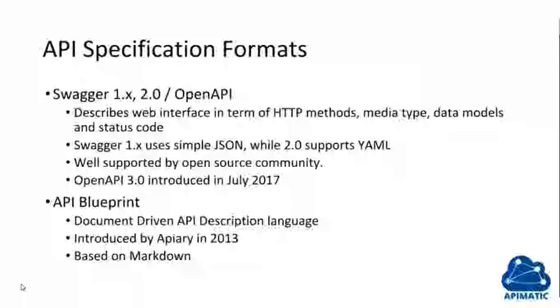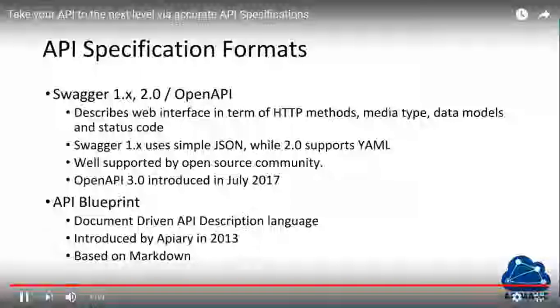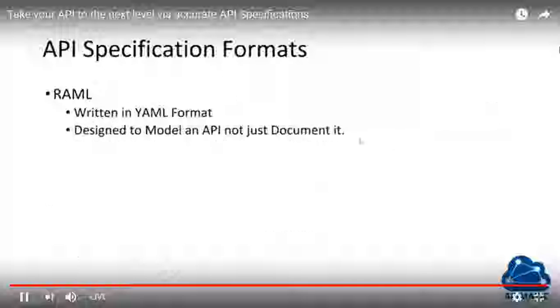The idea behind API Blueprint was to have a document-driven API description language. You write API Blueprint specifications using Markdown, which is easily readable by humans. So you write API specifications which are very easy for humans to consume. It was introduced by ApiMatrics in 2013.